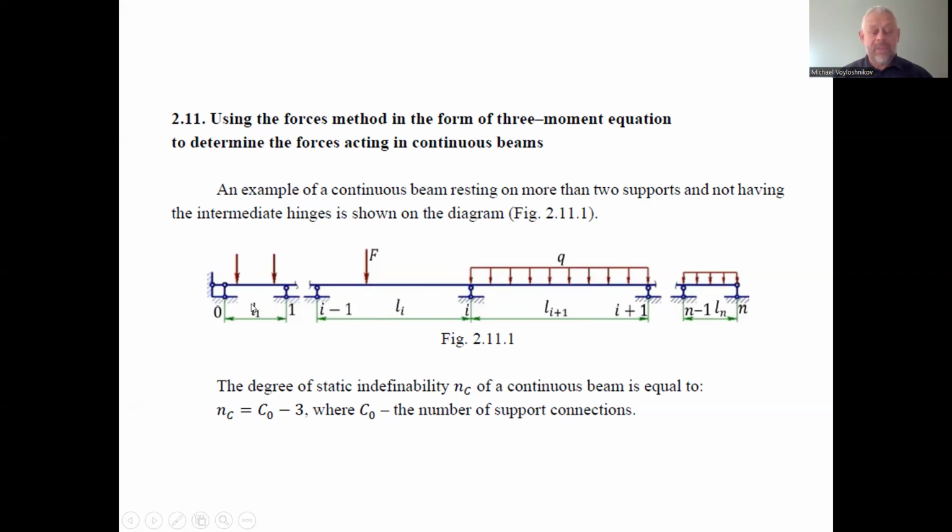This continuous beam is statically indeterminate. The degree of static indeterminacy we can find by the formula for the continuous beam as the number of the supporting links, here we have 1, 2, etc., minus 3.